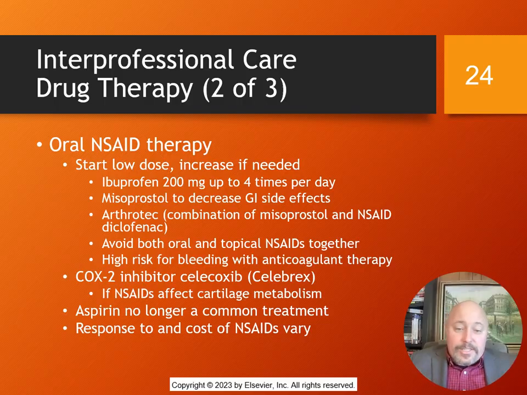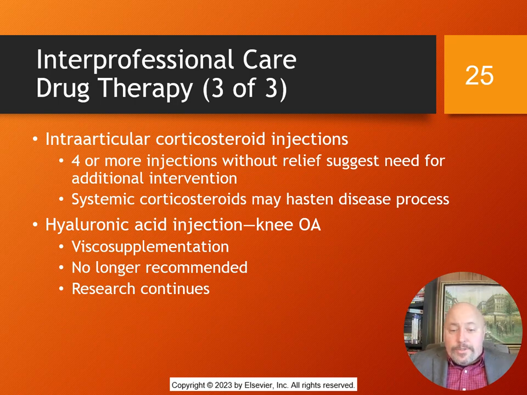Other things, COX-2 inhibitors, Celebrex. Aspirin is no longer a common treatment for this. And response to and costs of NSAIDs may vary. If our previous treatments were unsuccessful, we may move up to intra-articular corticosteroid injections. This is going to be that next step up, though if 4 more injections without relief suggests we're going to need to try a different intervention.